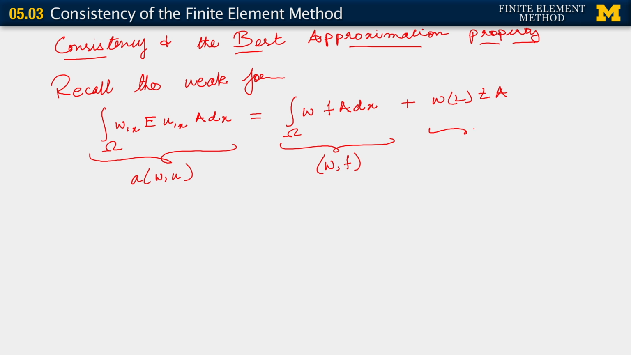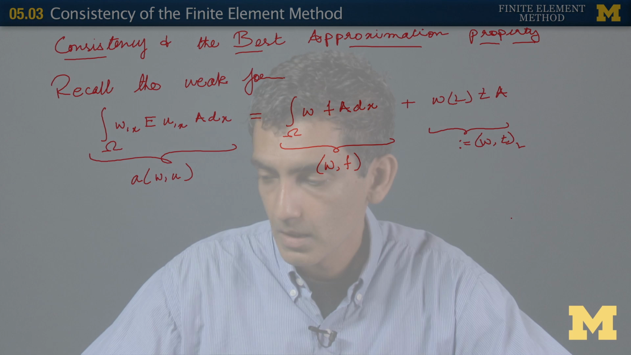What we will do now is also define this quantity to be w comma t at L. Note that this last quantity we've just defined, w comma t at L, is also an inner product. It is linear in w and it is linear in t. So essentially what we are saying is that using this notation, we can rewrite the weak form in what is called abstract notation.